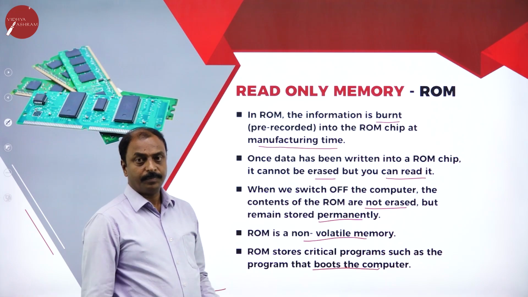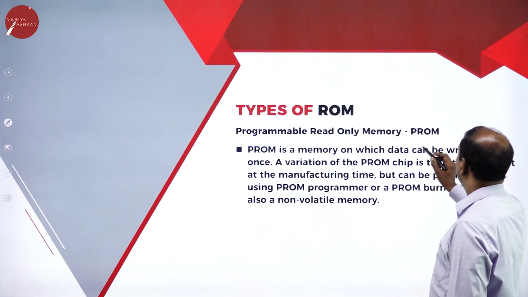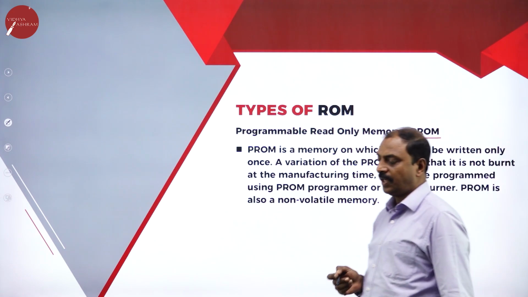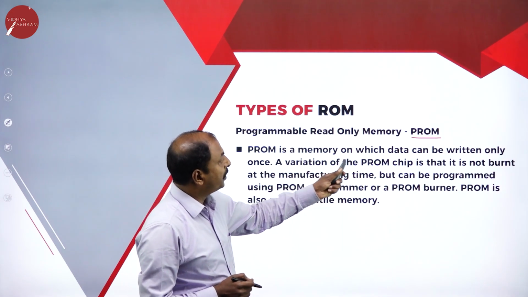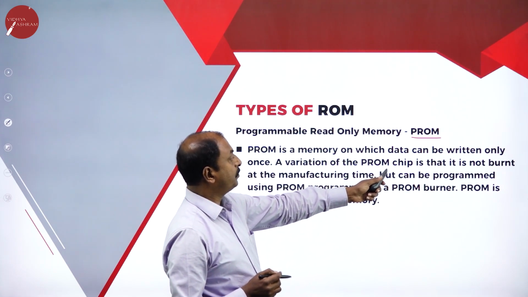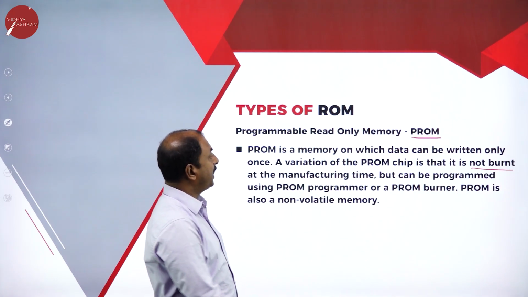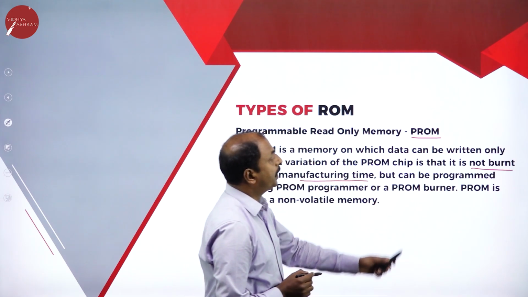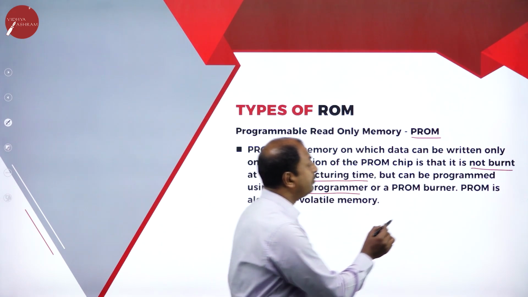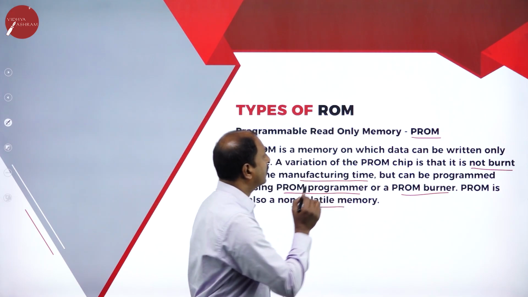So this is ROM. Now let us see the different types of ROM. One type is PROM. PROM stands for Programmable Read-Only Memory. PROM is a memory on which data can be written only once, and a variation of the ROM chip is that it is not burnt at the time of manufacturing. It can be programmed using a PROM programmer or PROM burner. And PROM is also a non-volatile memory.